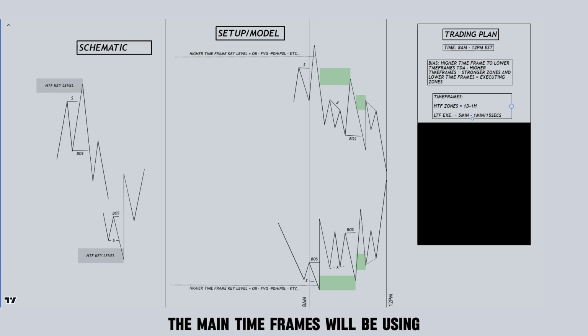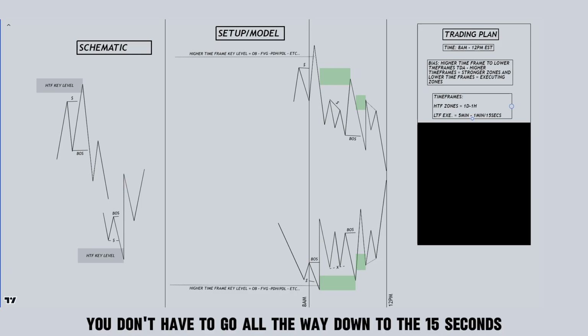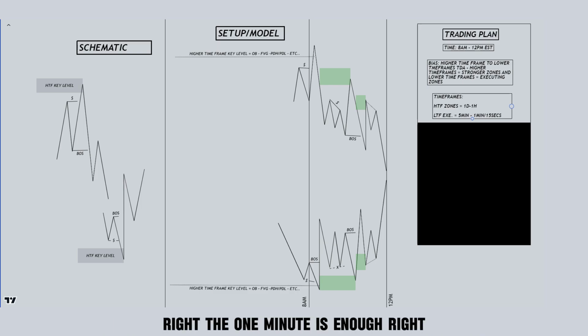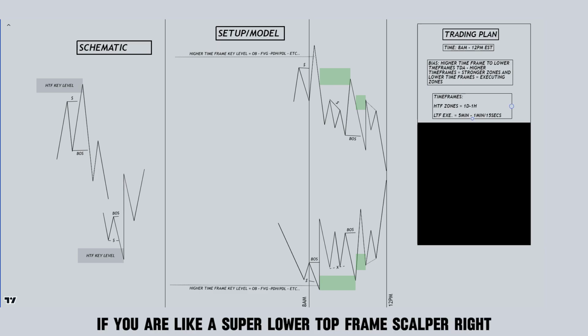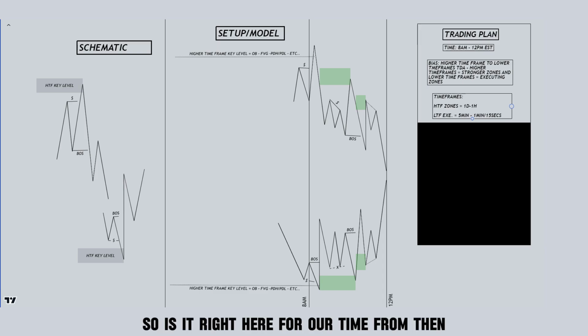The main time frames we'll be using for our higher time frame zones are the daily to the 1 hour. And then our lower time frame execution zones are from 5 minutes to the 1 minute, and then you can go all the way down to the 15 seconds. You don't have to go all the way down to the 15 seconds. The 1 minute is enough. But the 5 minutes to the 1 minute is the lower time frame execution zones. And from the daily to, I'll say, the 15 minutes, the 15 minutes also could be a higher time frame zone if you are a super lower time frame scalper. But our main lower time frame execution is from 5 minutes to the 1 minute. So this is it right here for our time frames.